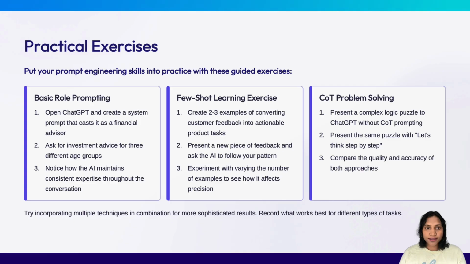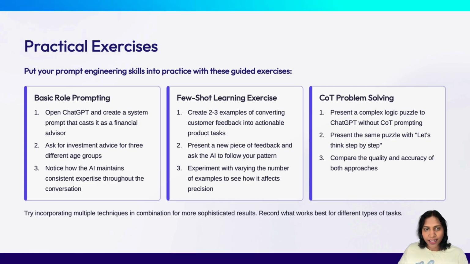The second exercise is few-shot learning, where you will create examples of converting customer feedback into product tasks, and then you see how the AI follows your pattern with a new piece of feedback, right? So if you actually go to Amazon and search for a particular product, it summarizes the whole list of reviews and provides an overall summary as feedback. So that's exactly the technique that is used in real time.